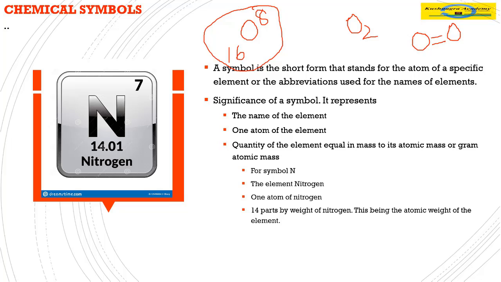2 atoms of oxygen combine together. As I have already told you, when 2 atoms combine together, a molecule is formed. So this is the molecule of oxygen. How many molecules of oxygen? Here it is written nothing. That means one molecule of oxygen contains 2 atoms of oxygen.